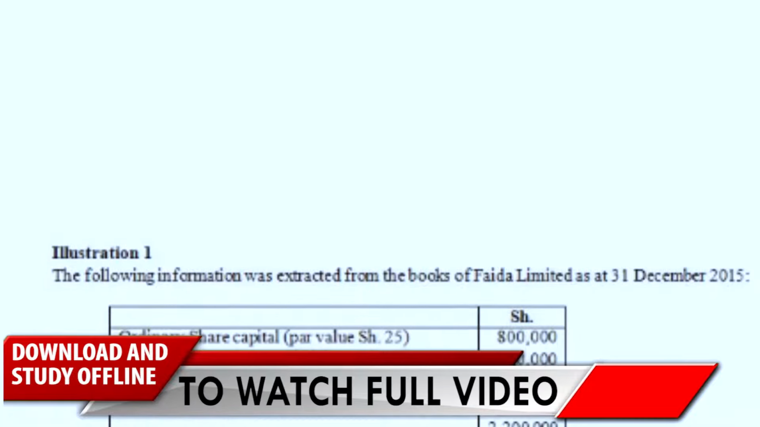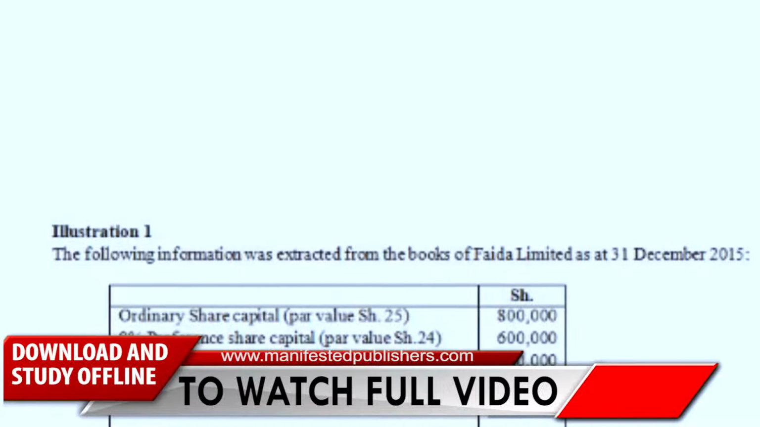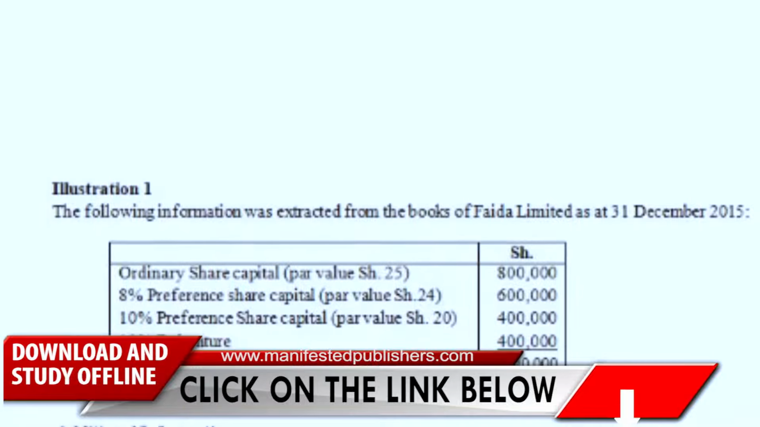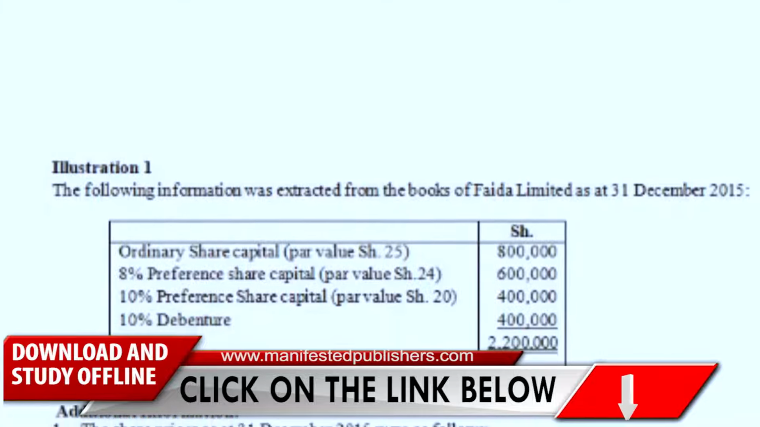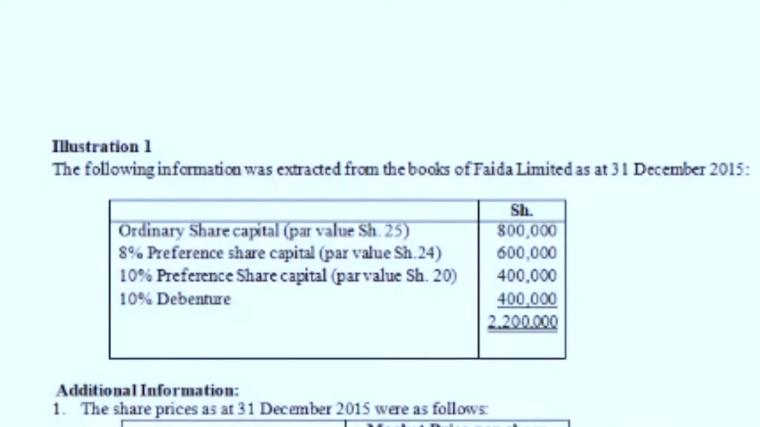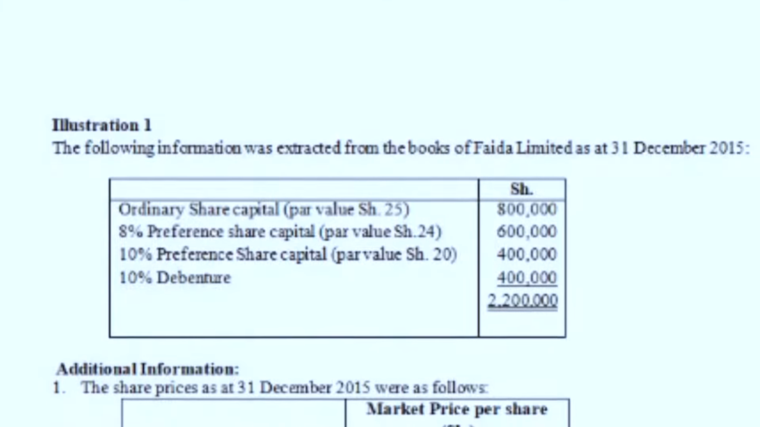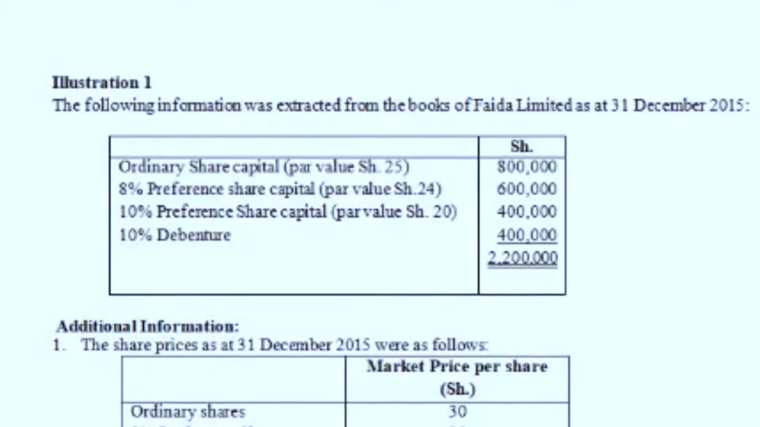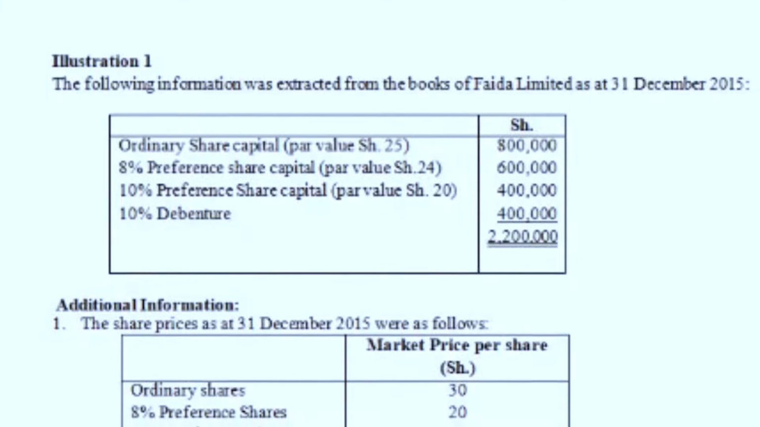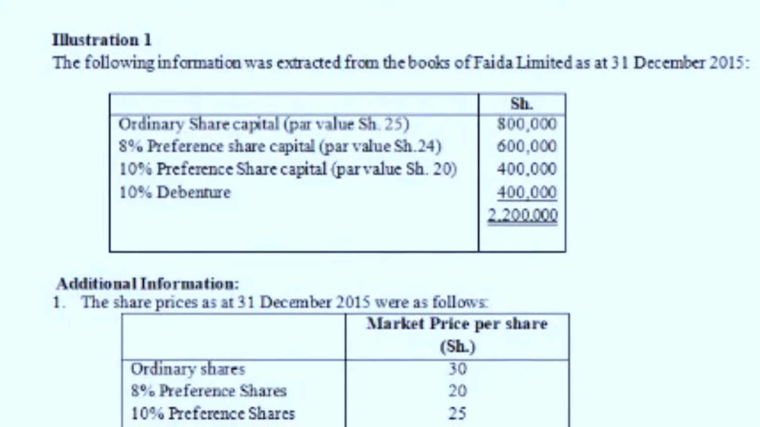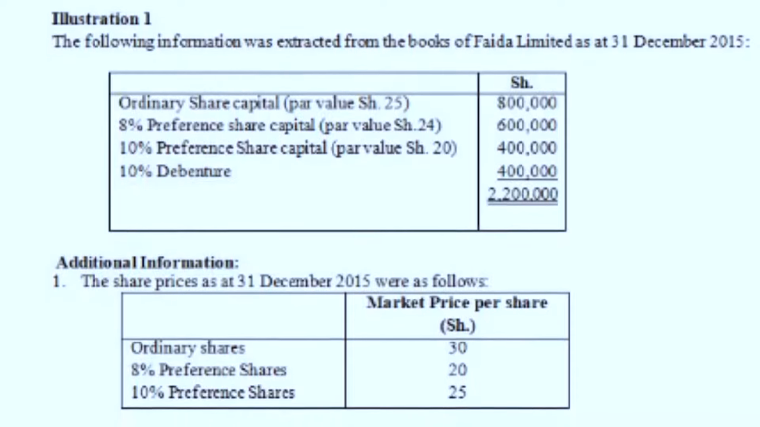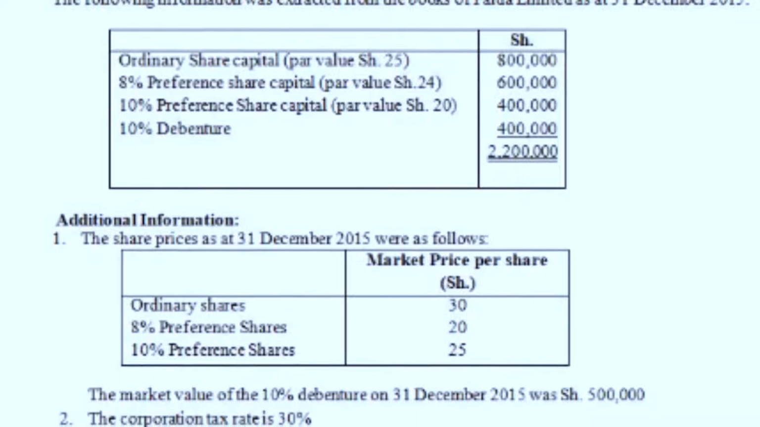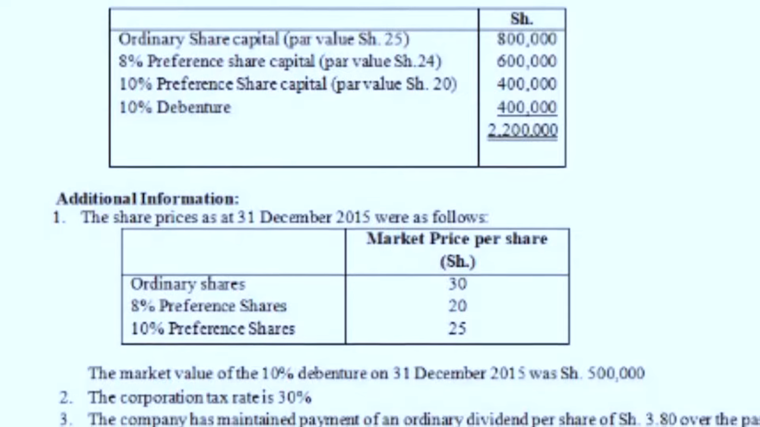Ordinary share capital par value 25 shillings, 8% preferred share capital par value 24 shillings, 10% preferred share capital par value 20 shillings, and 10% debentures valued at 400,000 shillings. The value for ordinary share capital 800,000, the value for 8% preferred share capital 600,000, the value for 10% preferred share capital is 400,000, and the value for debentures 400,000, giving us a total of 2.2 million. Right? That is the total value for capital.